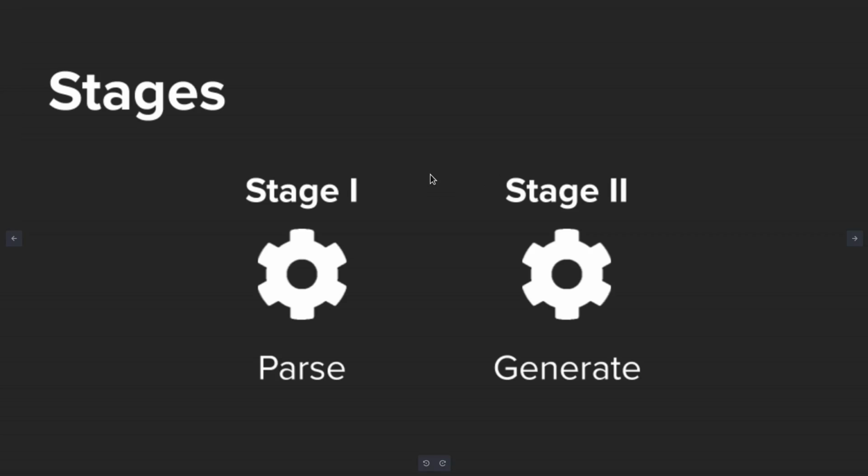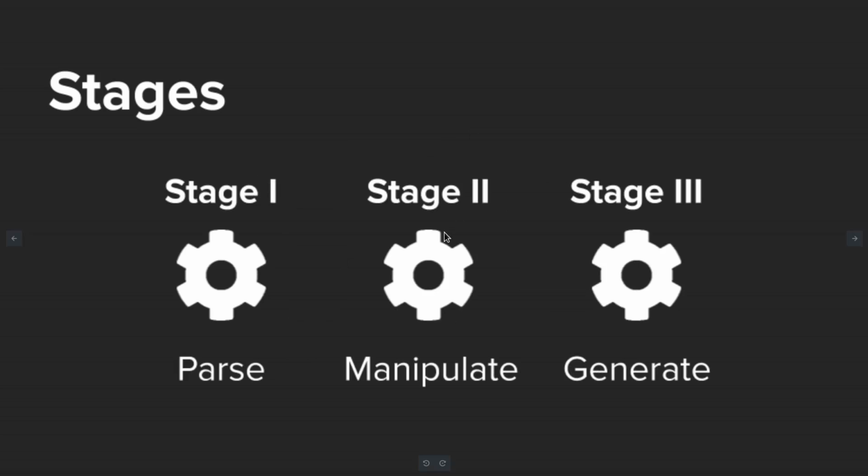Now, going back to the slides, I would like to add another stage, which is optional, but very important to know of. This is by far the most complex stage because this is API specific. Right here, after stage 1 and before stage 2. This is called manipulation. And this is a very powerful concept.